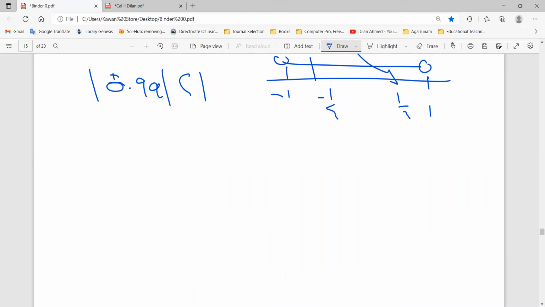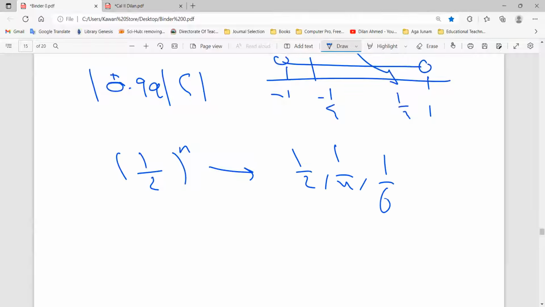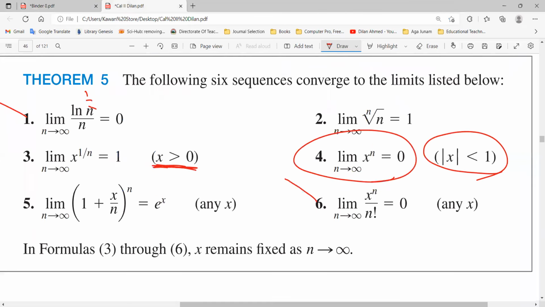Good. So if I have such a number, for example, 1/2 to the power n, where is it going? 1/2, 1/4, 1/8, and going to where? 0. That's why you see that if we have a fraction, it is going to 0. So how many zeros do we have? 2 zeros. How many 1s do we have?